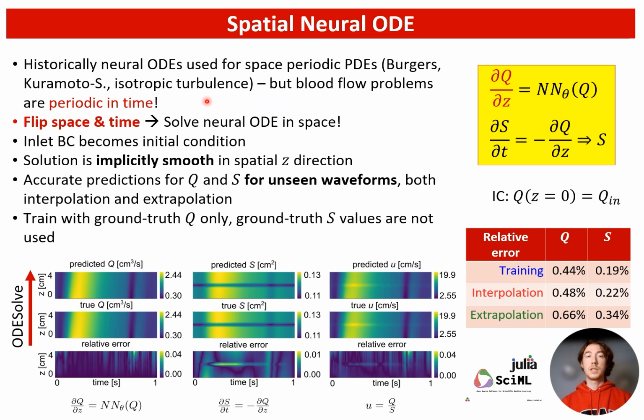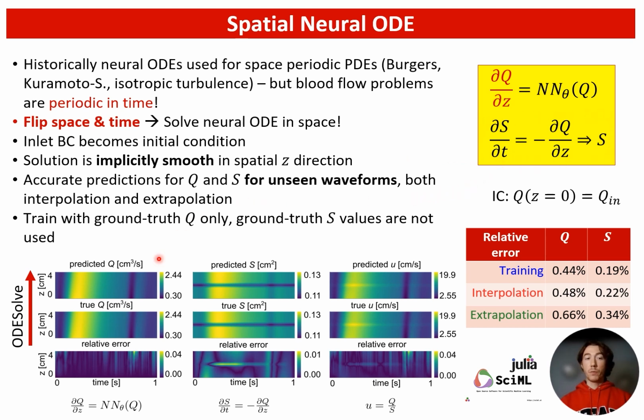Historically, neural ODEs have been used for space periodic PDEs like Burgers' equation, Kuramoto-Sivashinsky, isotropic turbulence. However, blood flow problems are periodic in time. Therefore, we had this idea to flip space and time and solve the neural ODE problem in space, as shown here. This way, the inlet boundary condition becomes the initial condition, and the solution will be implicitly smooth in the spatial z direction. We are still solving the continuity equation using finite differences.